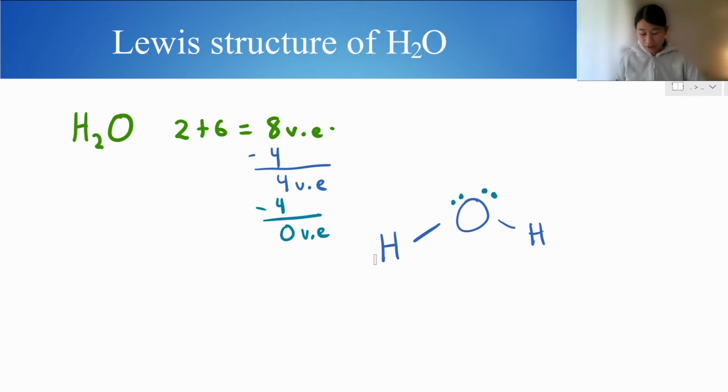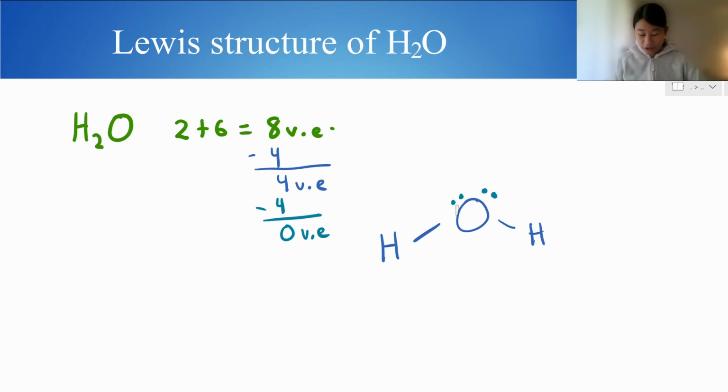So for each of these hydrogens, we see that they have 1 bond to oxygen, and that makes them happy. So they are satisfied, because in Lewis structures, hydrogen only needs to make 1 bond to be satisfied. It's not going to be holding 8 valence electrons. It will only have 2.